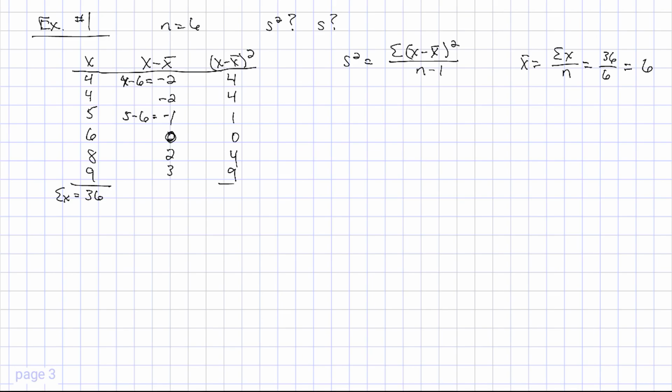And then we take the sum of that column as our sum of squares. And I calculated 22. So we have our top, 22. We divide it by our sample size minus 1, and we calculate a variance of 4.4. Our standard deviation, S, is the square root of our variance. So it is the square root of 4.4, which is equal to 2.10.